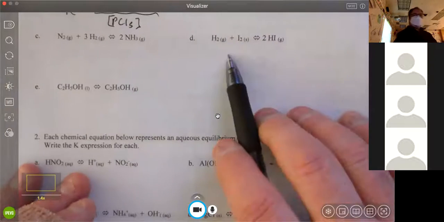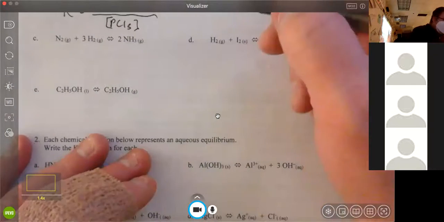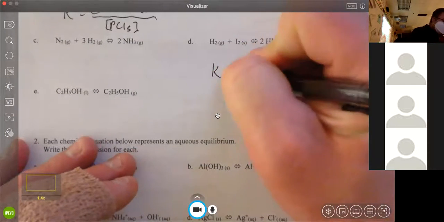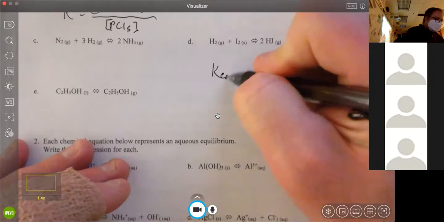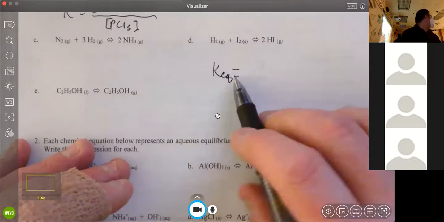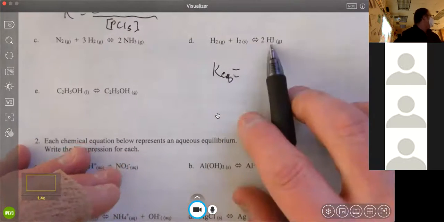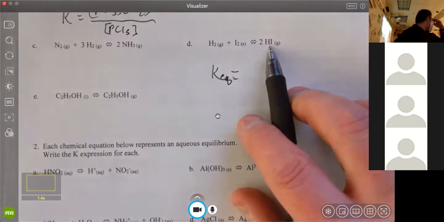Let's try D. Somebody want to help me out? Who's going on top? A lot of times you might see this as K sub EQ if it's a basic equilibrium. HI is going on the top. What's special about it though?